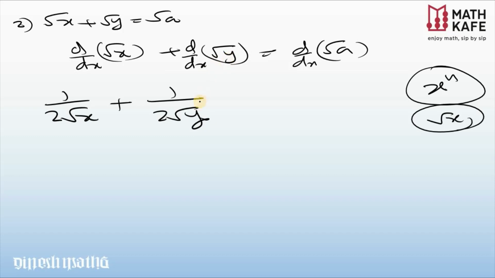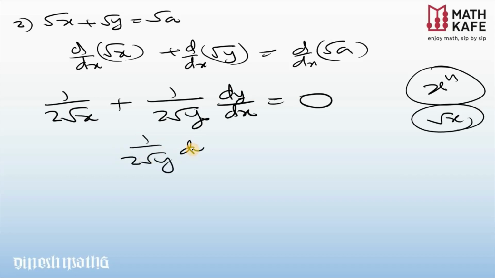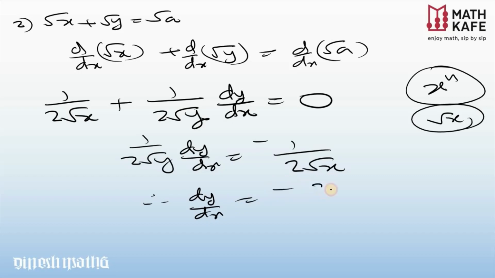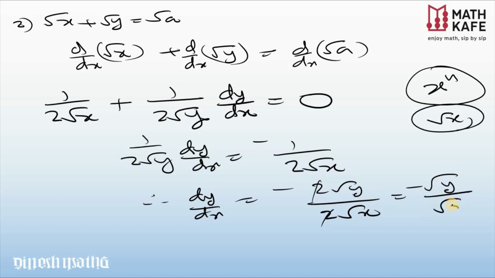Again our algorithm: it is a y, and whenever you differentiate y, you must get a dy by dx as your landing note. So you are perfectly right. And here the constant gives 0. Now rewrite: 1 by 2 root y dy by dx is equal to negative 1 by 2 root x, or dy by dx is equal to negative 2 root y by 2 root x. Cancel the 2's. So the final answer is negative root y by root x. That is our answer.